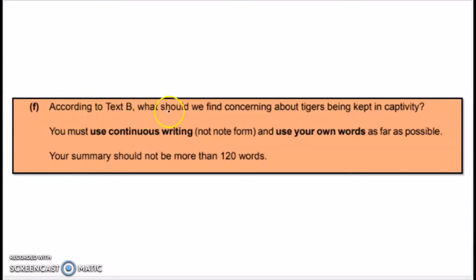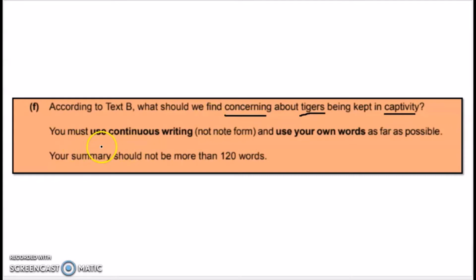According to text B, what should we find concerning about tigers being kept in captivity? It means all those tigers who are not free, who are imprisoned, who are enslaved, who are caged. We should write down the things that we should worry about. It means there is something that we should worry about. So we are finding all those things from text B.